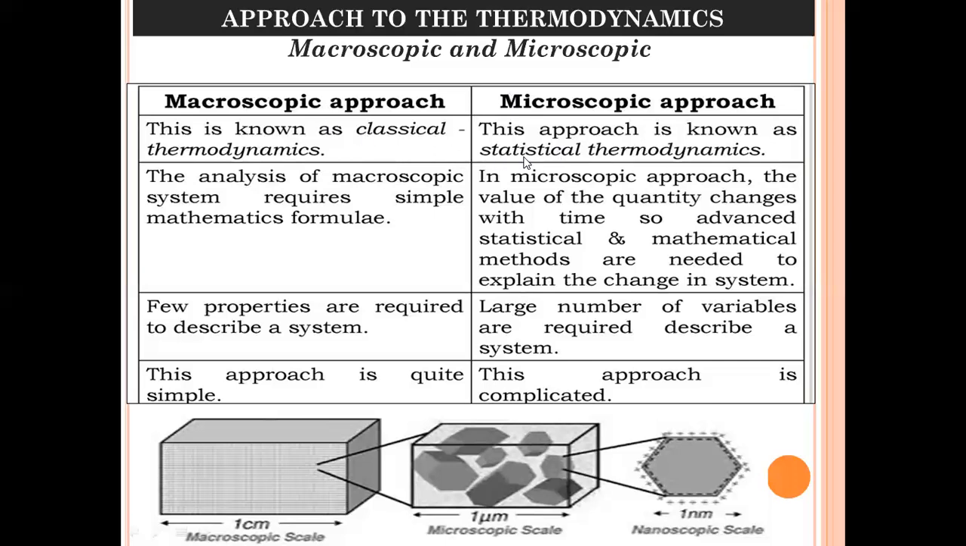Though these two approaches are different, there is some relation between the macroscopic approach and the microscopic approach. When we apply these two approaches to a particular system, the final results obtained are the same. Only the way we analyze the system, the process, is different, but both approaches give the same results. So these are the two different approaches to thermodynamics.